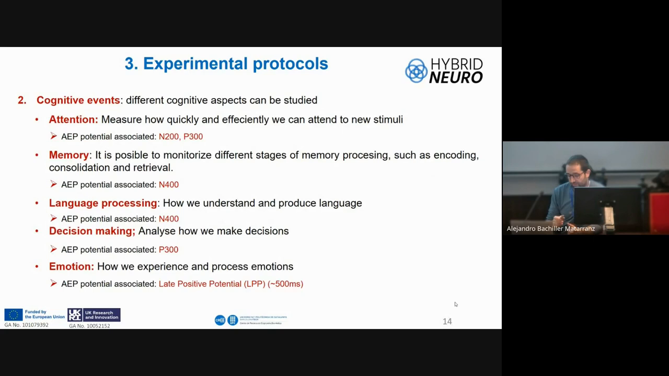There are some tasks that have more than one cognitive event related, for example, more of them, you need attention, you need decision making, or sometimes memory as well. So if you are focused only on one of these brain functions, it's not easy, because all of them are very correlated. And also, we can measure emotion, in this case, the late positive potential. It's very interesting.